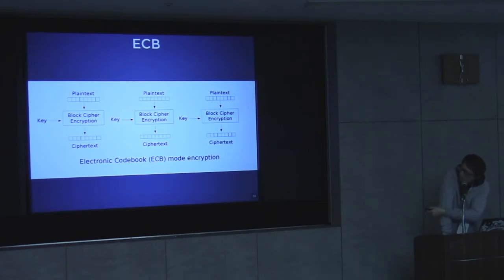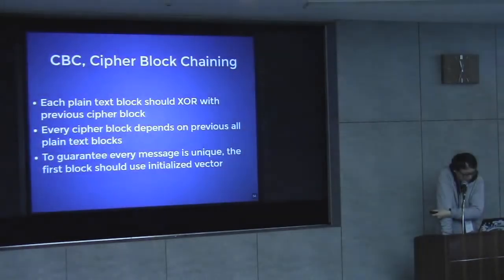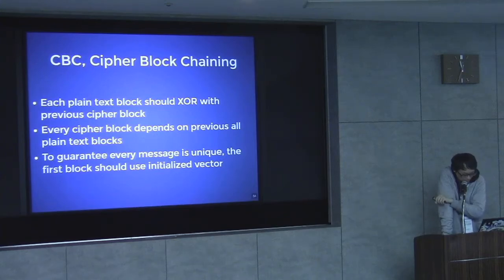So if one of the ciphertext blocks is gone or wrong, then you cannot get a decrypted result, because the block cipher depends on the previous cipher decryption. And I'll talk about CBC, cipher block chaining. Each plaintext block uses XOR. It's a Boolean calculation, and it can use this Boolean calculation to cipher the block.